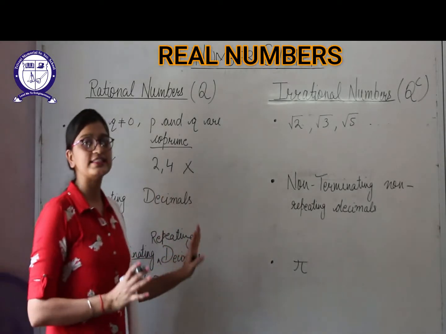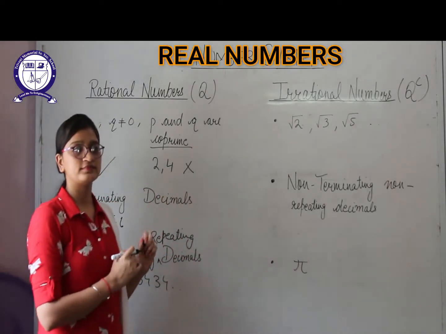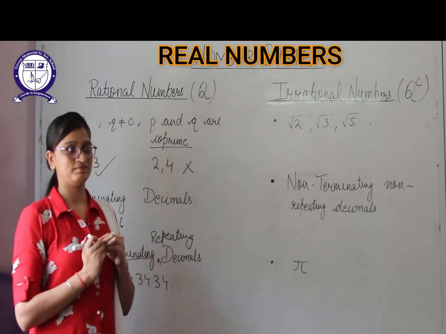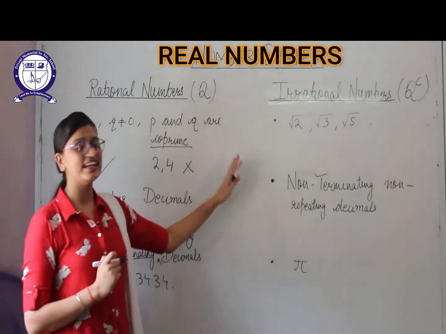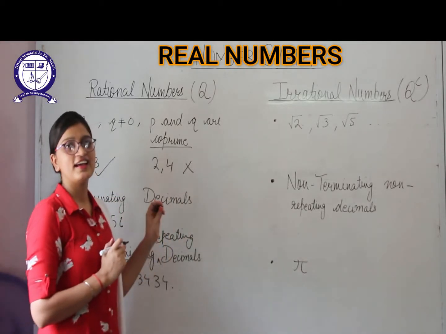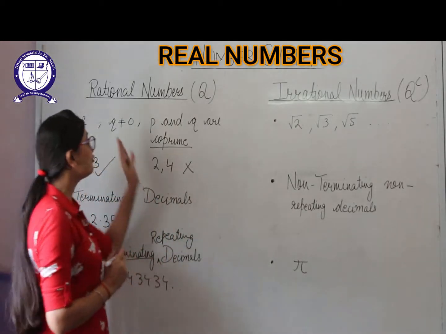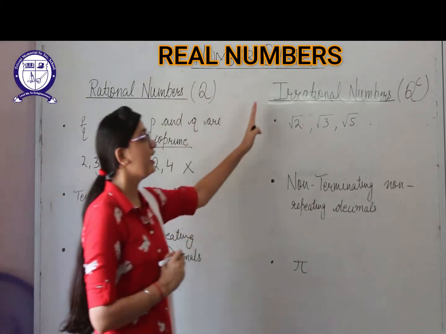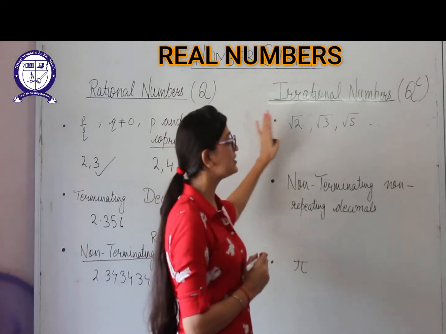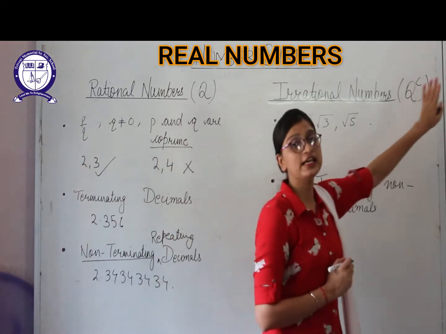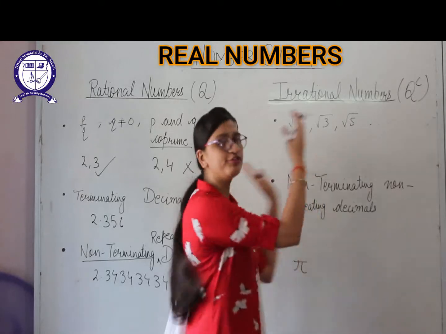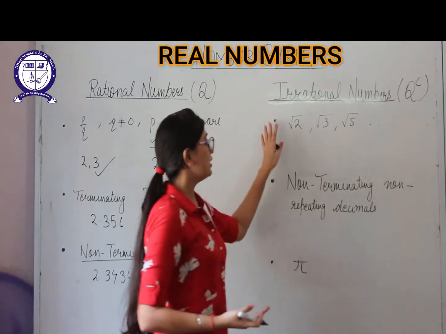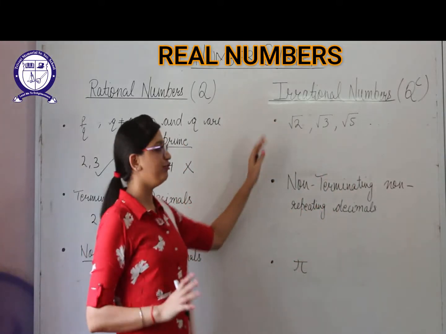Now another set that is separate from rational numbers is irrational numbers, and it is denoted by Q^C. Here C means complement, that is different from rational numbers. These again have three forms.